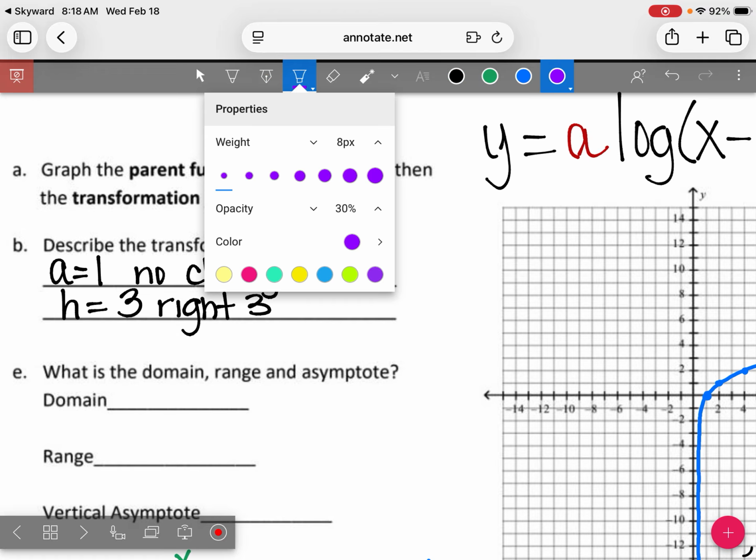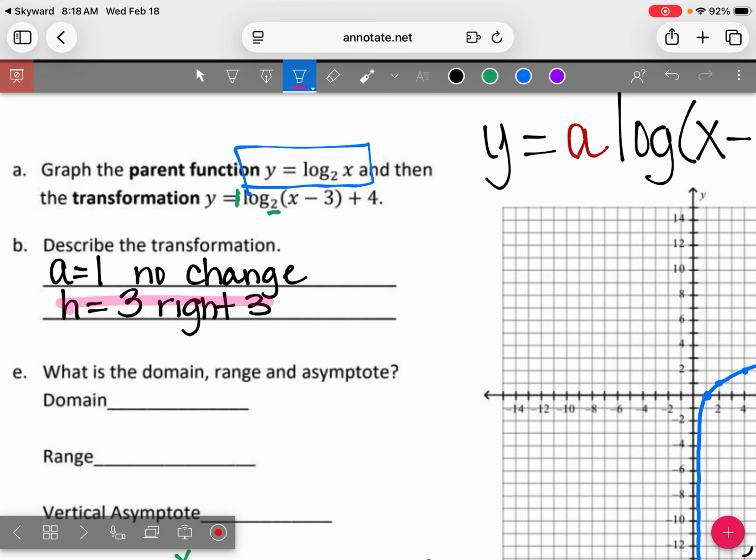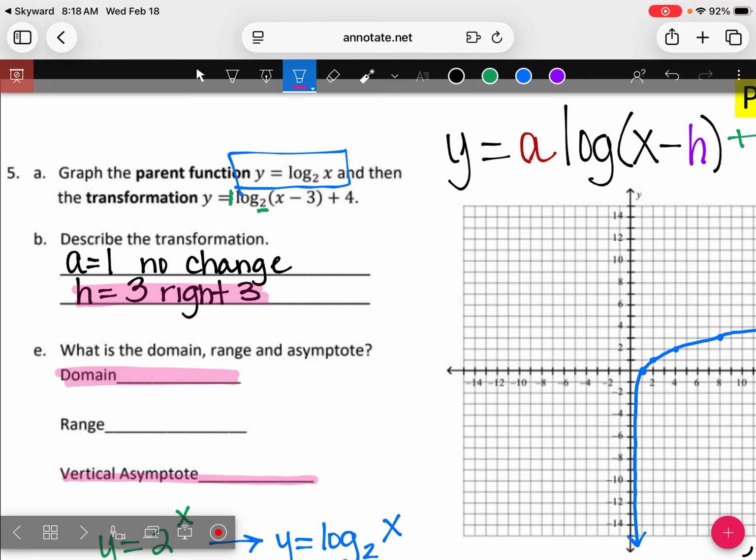Now in this function, H is the MVP. So it's the most valuable player. Because H tells us a couple of things. It tells me my domain. It also tells me where to draw in my invisible wall. Because this is always x equals h. And the domain is always parentheses, no bracket, h to infinity. So because h is 3, my domain would be parentheses 3 to infinity. And I have an invisible wall at x equals 3.